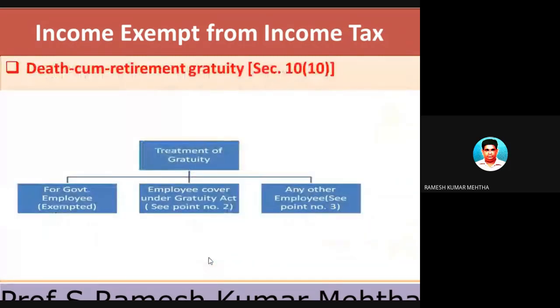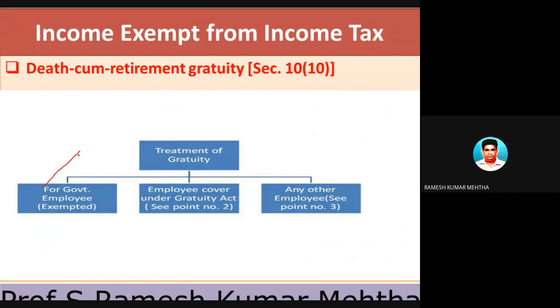Next one is gratuity received by the employee from the employer at the time of retirement, which is exempted from tax. But there are some ceilings and limits to which they are exempted from tax. Let's look at these provisions under gratuity as a retirement benefit received by the employee from the employer under section 10 subsection 10.